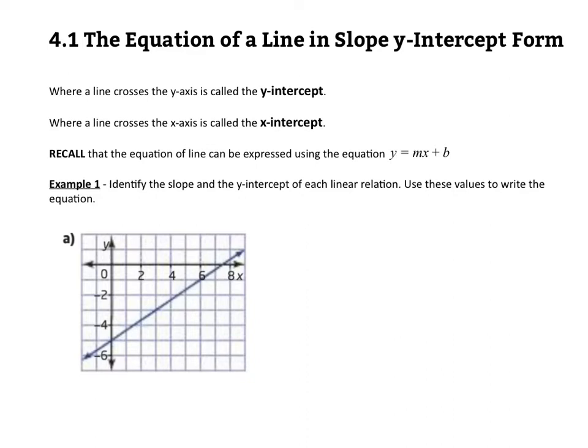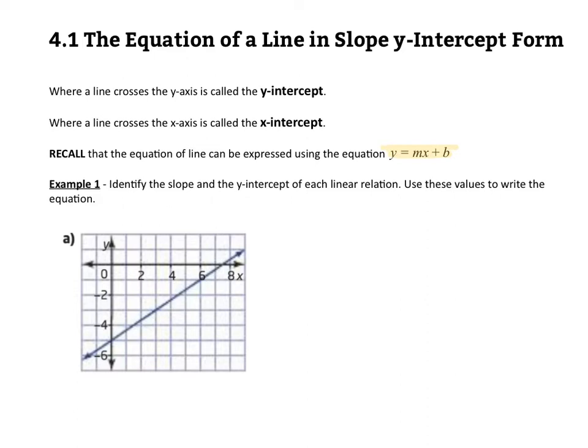touches the x-axis. Recall that the equation of a line can be expressed using the equation y equals mx plus b, where m represents the slope or the rate of change. And remember that the letter b is used to represent the initial value. However, the letter b is also representing the y-intercept. And so you're going to see from this point onwards that we tend to drop the term initial value, and we will refer to the b value as the y-intercept.